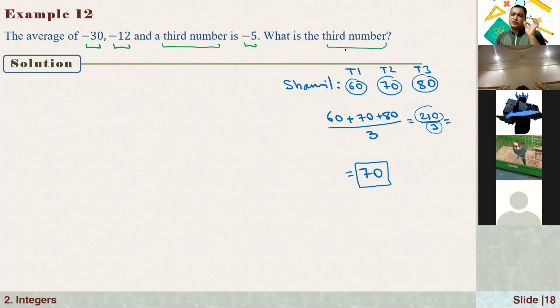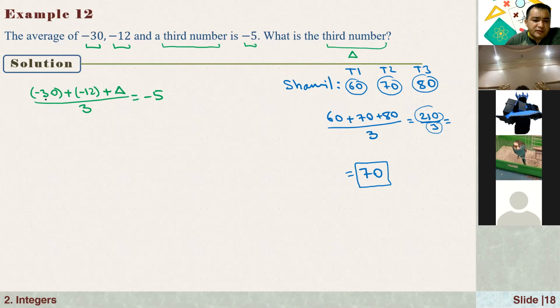Now I will use very simple algebra. Let's say that our third number is triangle. I don't know, I'm looking for this triangle's value. So according to this, we have negative 30 plus negative 12 plus our third number, which is triangle, right? And we are talking about 3 numbers, so I should divide by 3. The average is negative 5. So we have to find the value of this triangle.